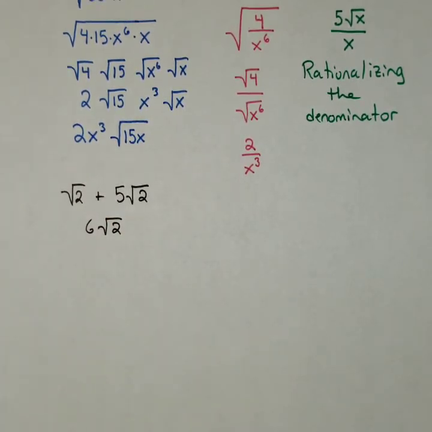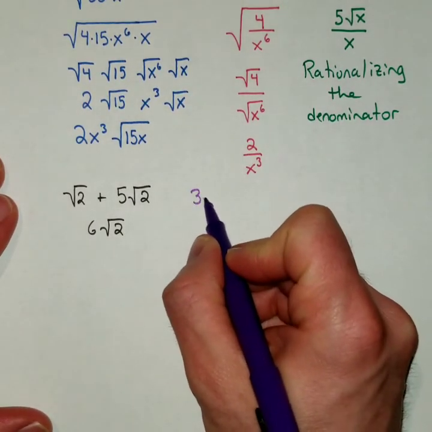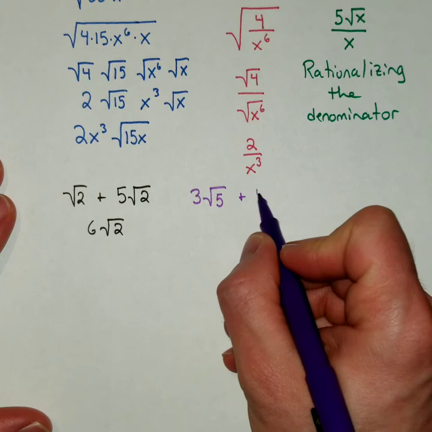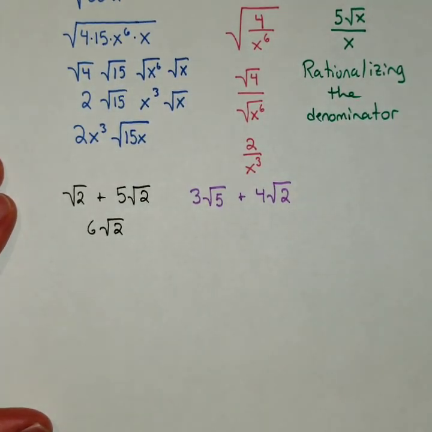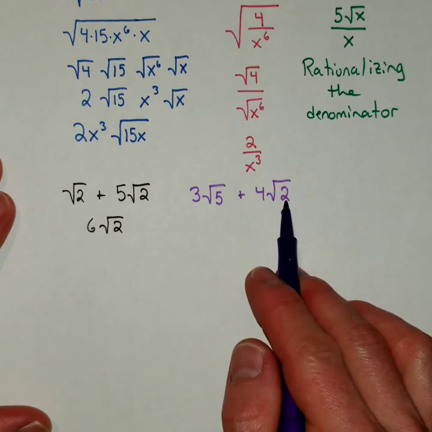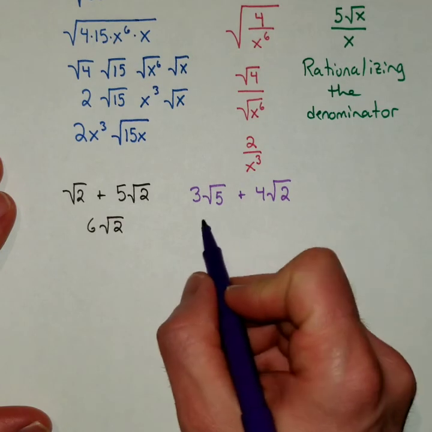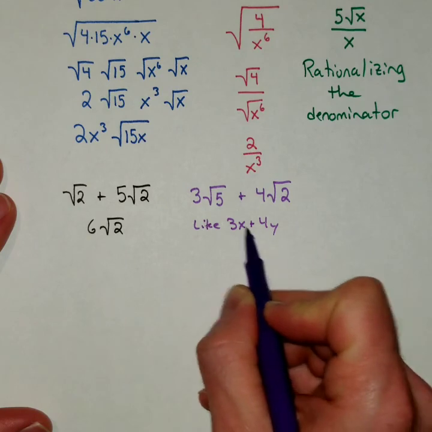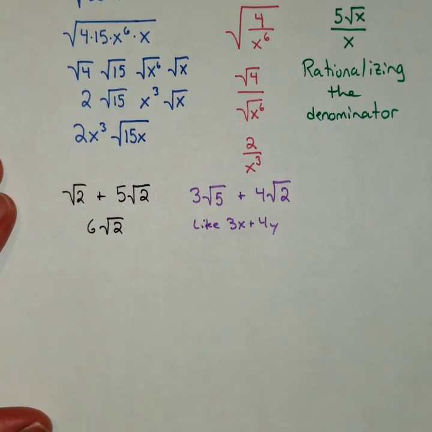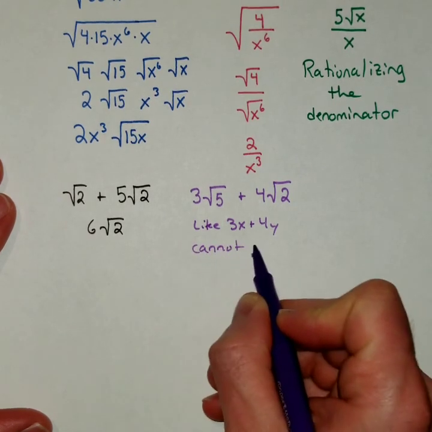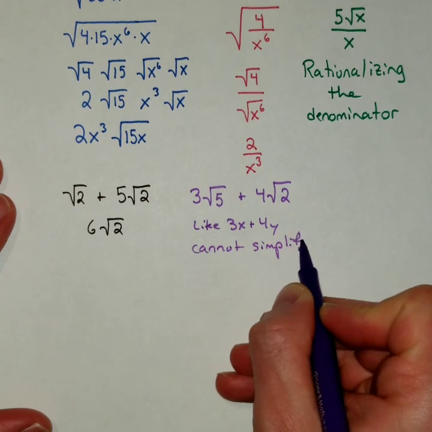And that works really nice until you get roots that are different. Something like 3 times the square root of 5 plus 4 times the square root of 2. Now this one I cannot simplify because root 5 and root 2 are different. It'd be like taking, it's kind of like 3x plus 4y. If the roots are different, it's like having different variables there. And so it cannot be simplified. Cannot simplify. Okay?